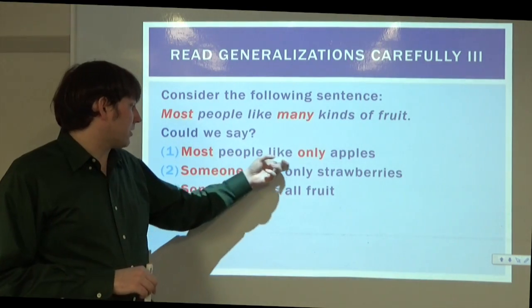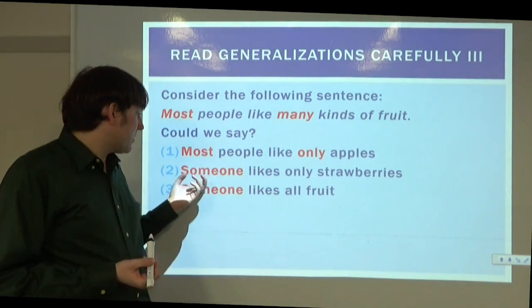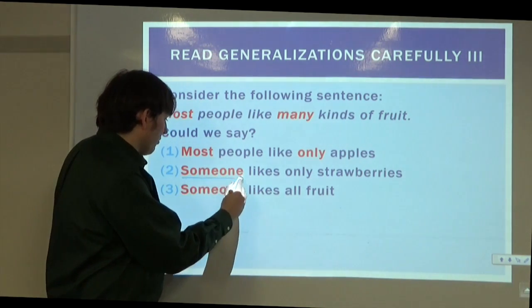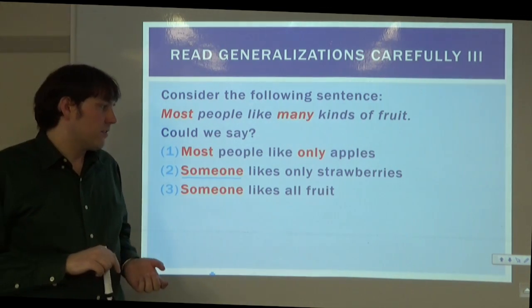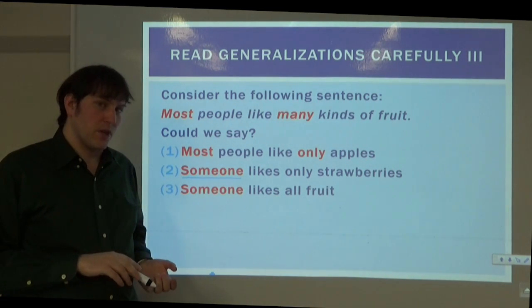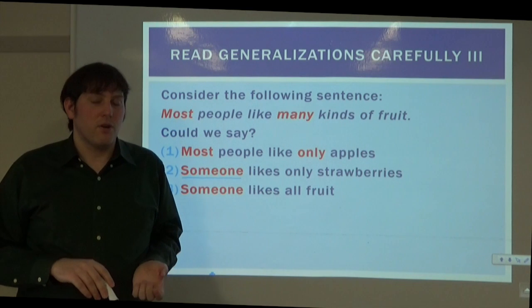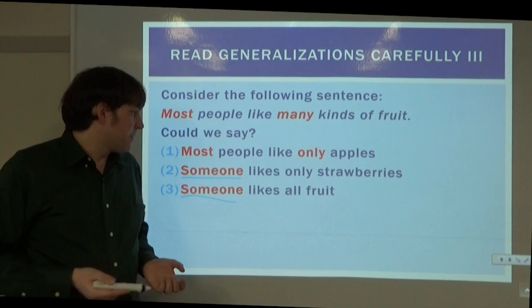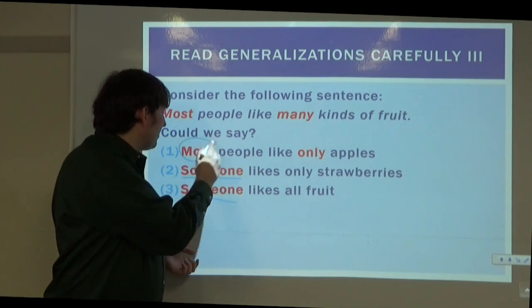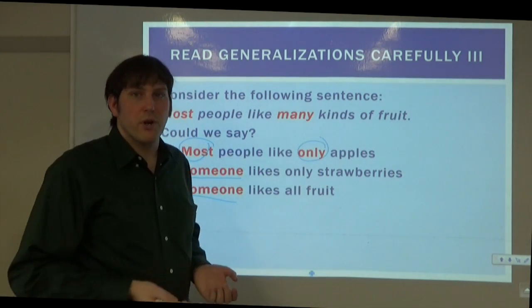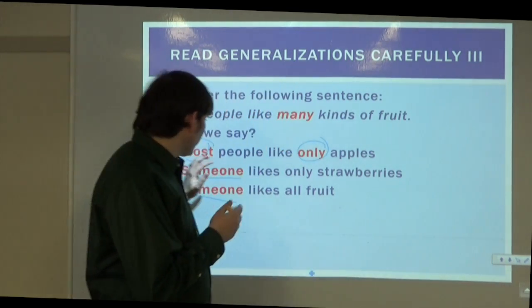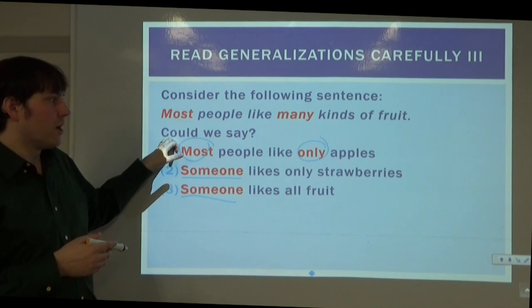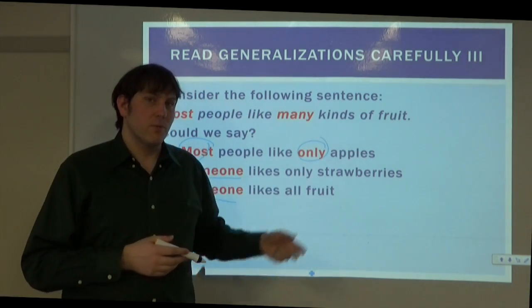Could we say most people like only apples? Maybe. Could we say someone likes only strawberries? Now, if we make our claim this narrow and we just refer to one somebody, then it's probably pretty easy to make this claim true. What about someone likes all fruit? In this case, we just need to find one person for whom it's all true. If we want to say this claim, most people like only apples, this is going to be a hard claim to prove, because I've said most people, so now I need to refer to many different people to get this conclusion, and I need to make it so most of them only like apples.